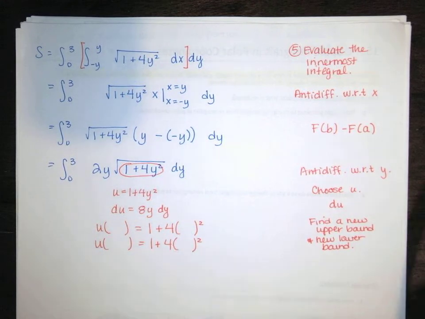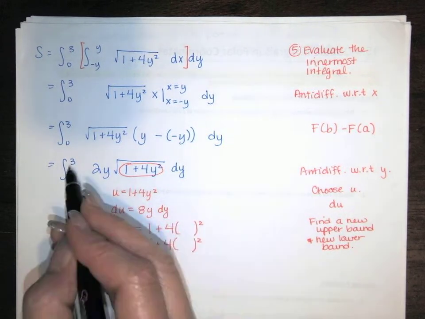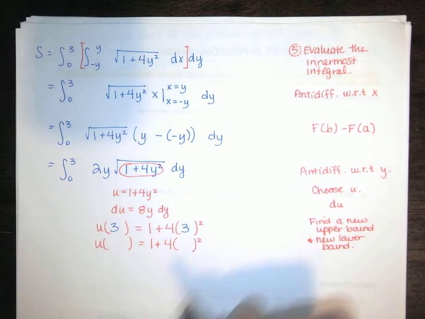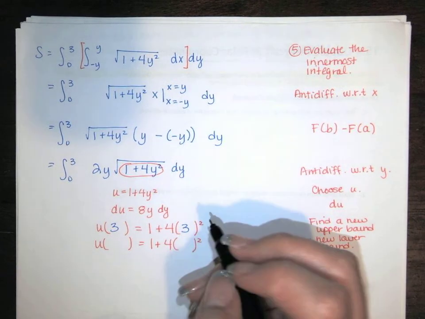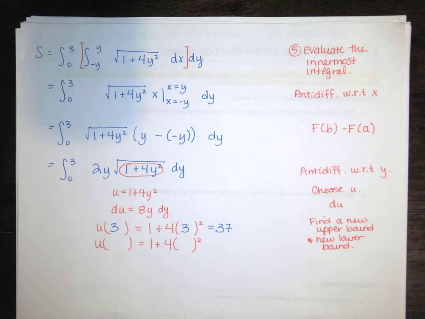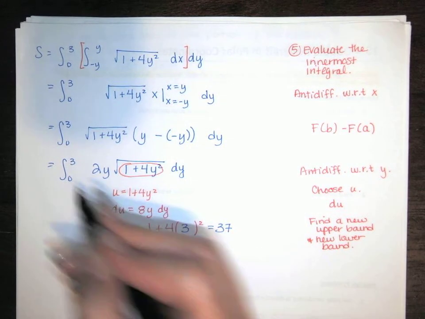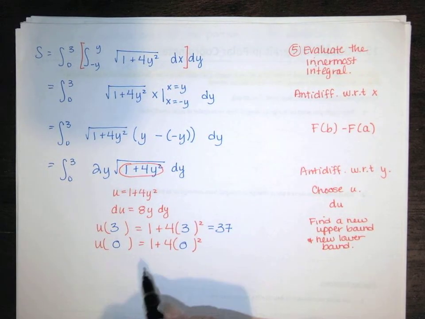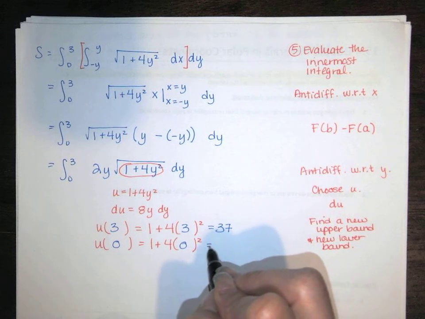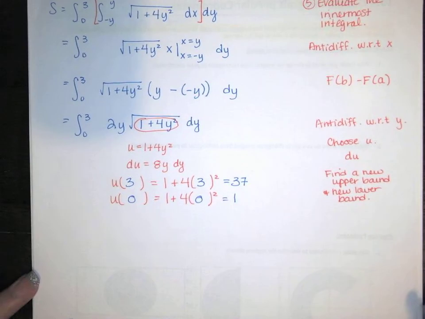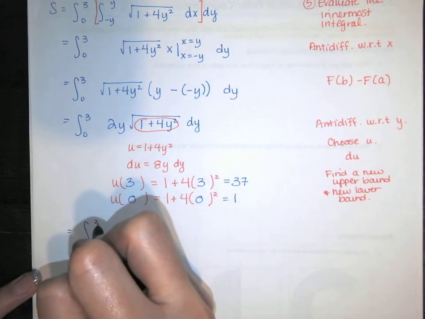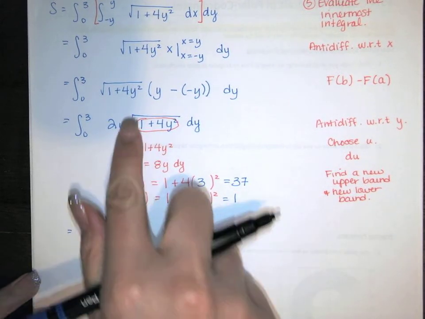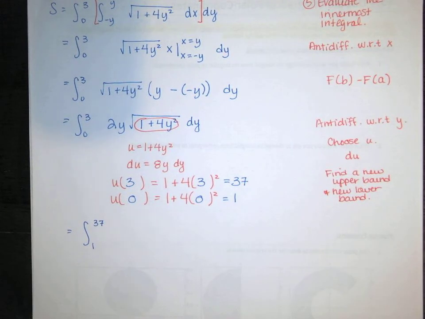And to find the new upper and lower bounds, you just take the original upper and lower bounds and substitute. When y equals 3, u equals this, and that's 4 times 9 is 36, plus 1 is 37. That's our new upper bound. When y equals 0, well, we get 0 plus 1, which is 1. So my integral becomes the integral from 1 to 37 of the appropriately substituted integrand over here.